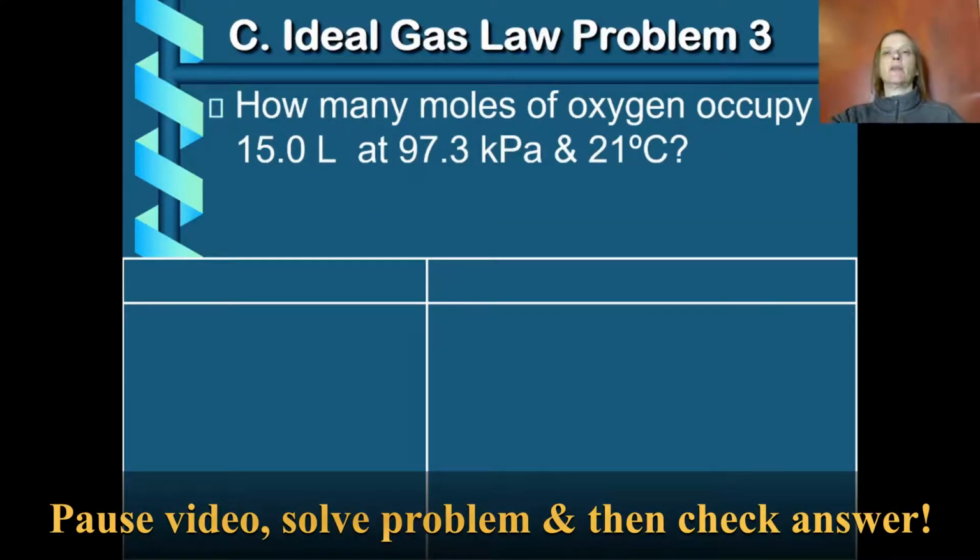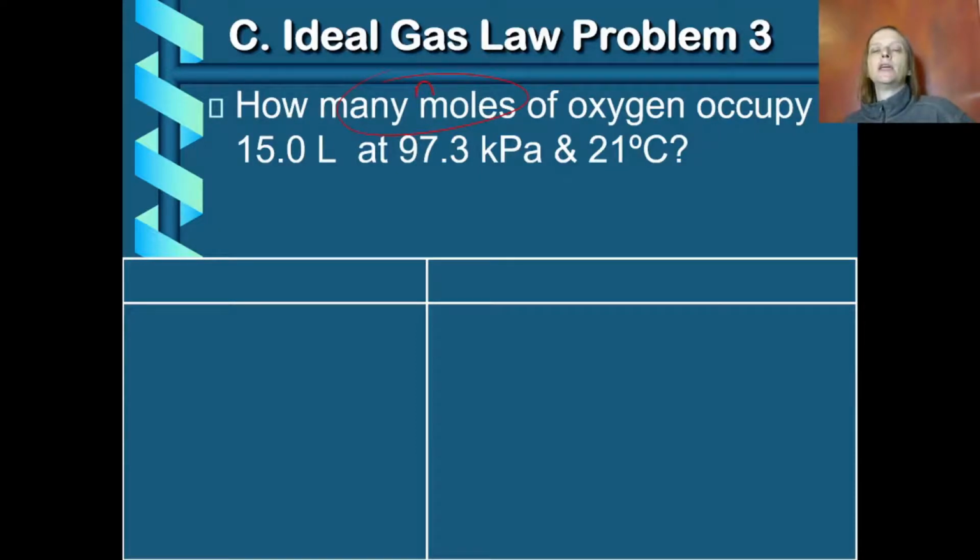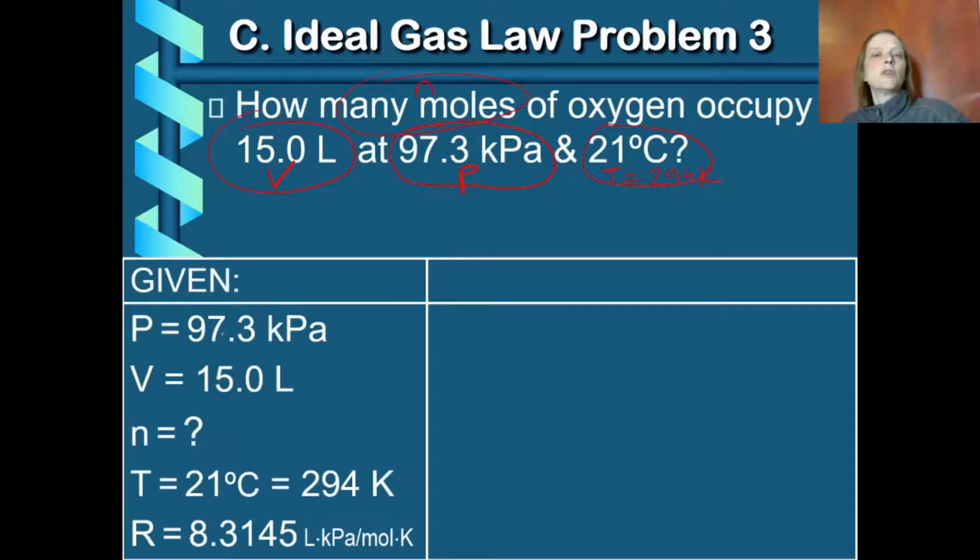Let's look at another example. How many moles of oxygen, so I'm trying to calculate N, the number of moles, occupy 15 liters, that's a volume, at 97.3 kilopascals, that's a pressure, and 21 degrees Celsius, that's my temperature, and that corresponds to 294 Kelvin. So to put that in table form, it's the number of moles that I don't know, but I know my pressure, my volume, my temperature, and the R value is the R value that corresponds to my pressure in kilopascals. So I choose the 8.3145 value for R.